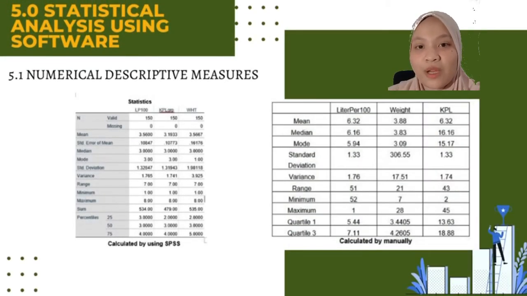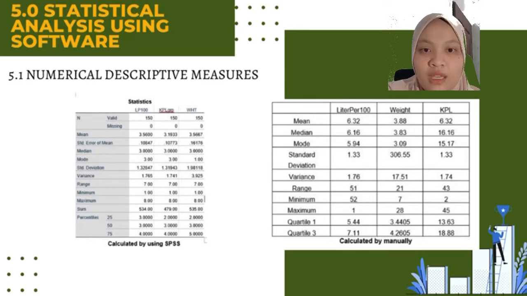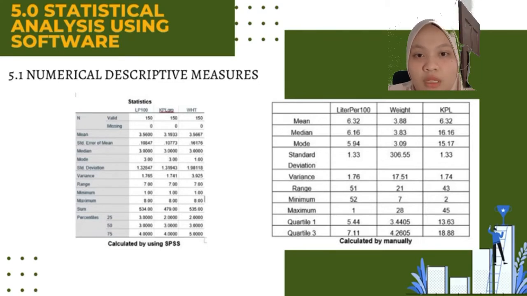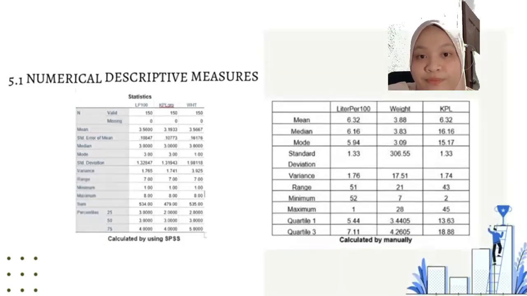Now I will talk about statistical analysis using SPSS. In this study, we identified 3 variables for numerical descriptive measure. The variables are liter per hundred, weight, and KPL. In numerical descriptive measure, it can be seen that the total result for SPSS and the manual count show different results, but the numbers are not too far off for some groups.